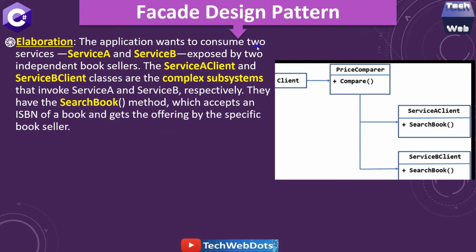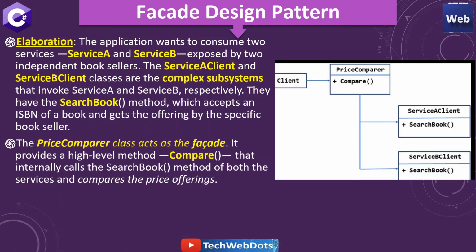The application wants to consume two services, service A and service B, which are exposed by two independent booksellers. The service A client and service B client classes are the complex subsystems that invoke service A and service B respectively. Very easy to understand. They have a search book method which accepts an ISBN of a book and gets the offering by the specific bookseller.